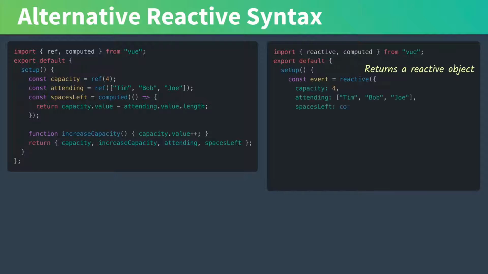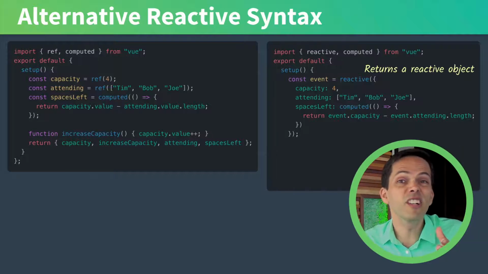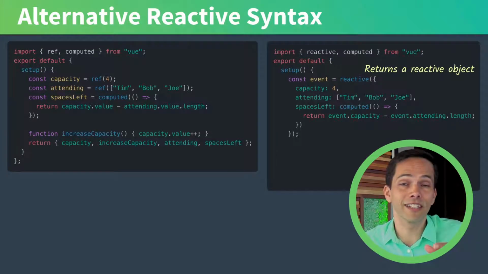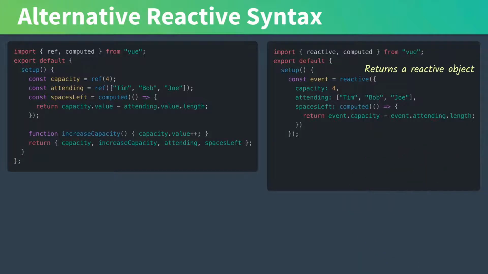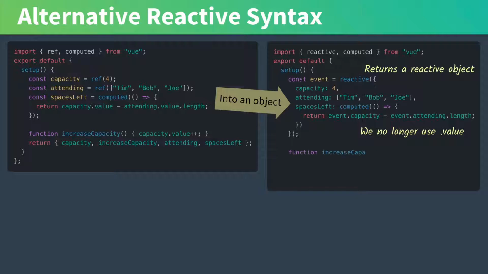We'll send in an object with each of the properties that we want to be reactive. And notice here it even contains our computed property. This might feel a little more familiar since we're used to declaring a reactive object using our data option. All we're doing here is taking our reactive references and instead declaring them in an object. You should notice that inside of our computed property, we no longer have to use .value since our object is taking care of reactivity. Then we'll declare a method.